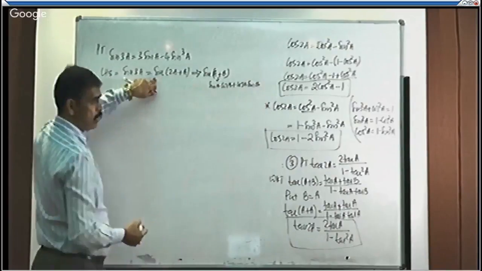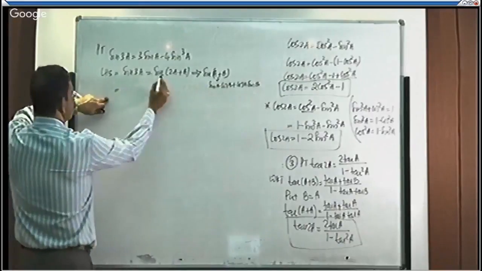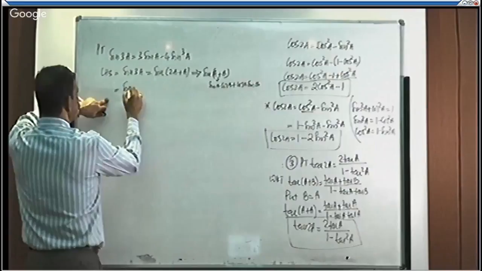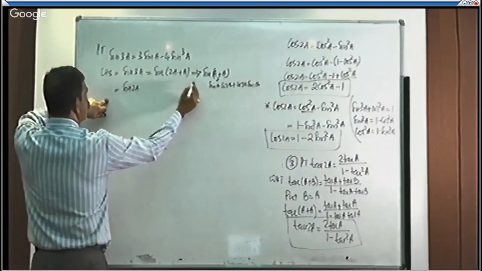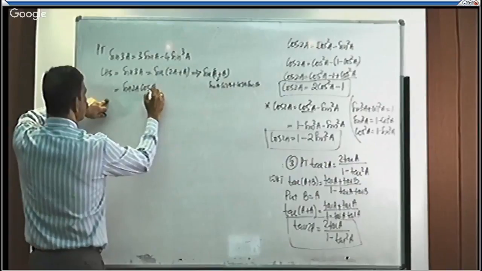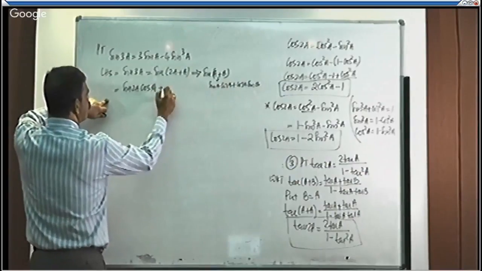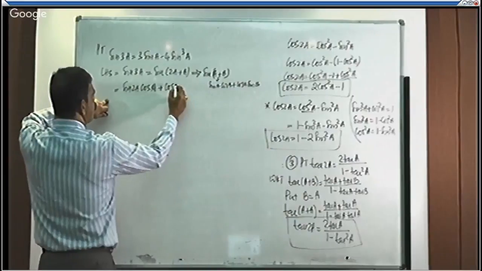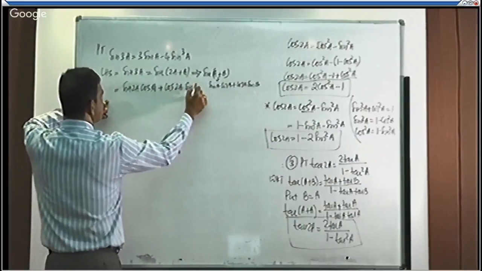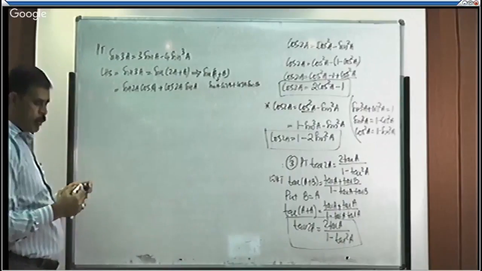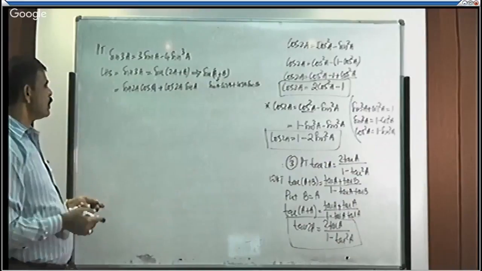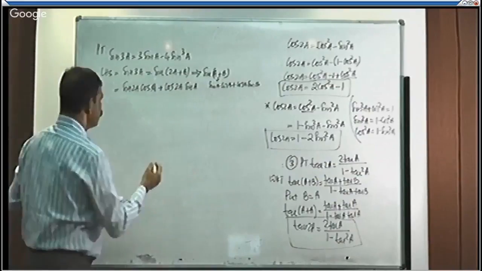Use that one. Sin of A plus B is equal to sin A, where A means 2A, into cos B. B means what? In place of B, we have A, plus cos of A, where A means 2A, into sin of B. B means A. We have a mixed combination of sine and cos. Replace all cos in terms of sine.